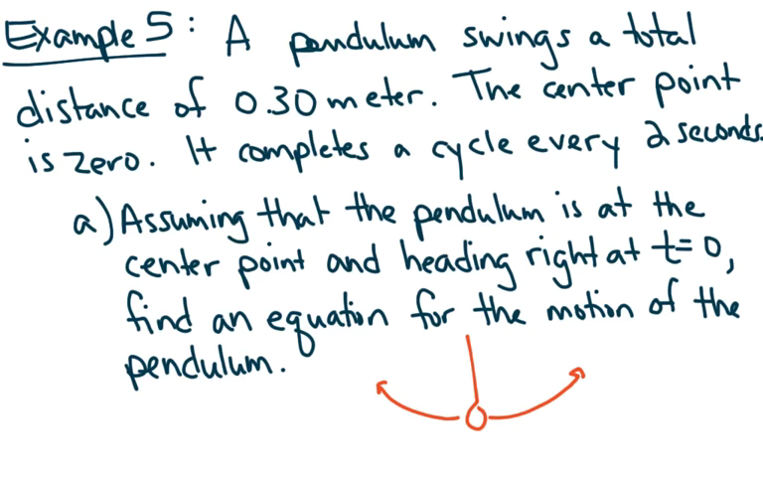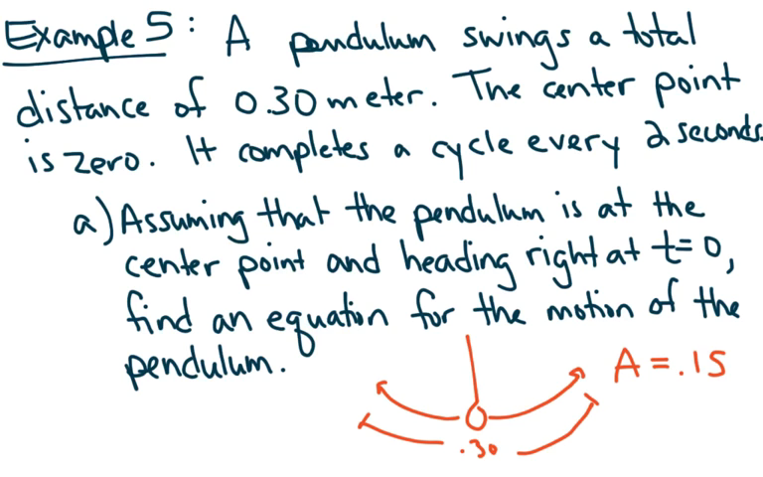Okay, so let's start with this. The pendulum swings a total distance of 0.30 meters. That means this is 0.30 meters. The amplitude is going to be half of it. All right, so now I know the amplitude. So it swings 0.15 meters one way, 0.15 meters the other way, off of equilibrium.